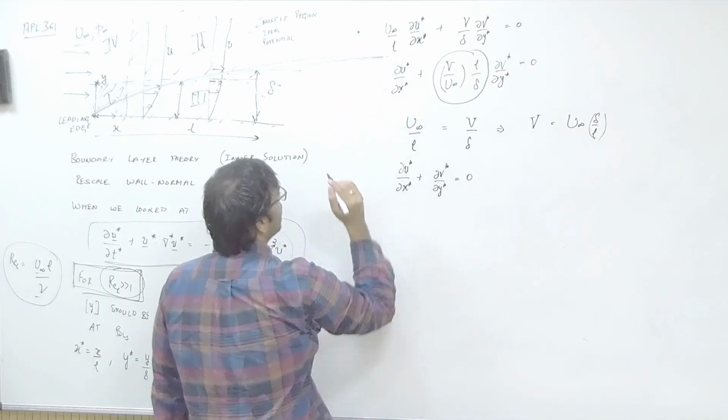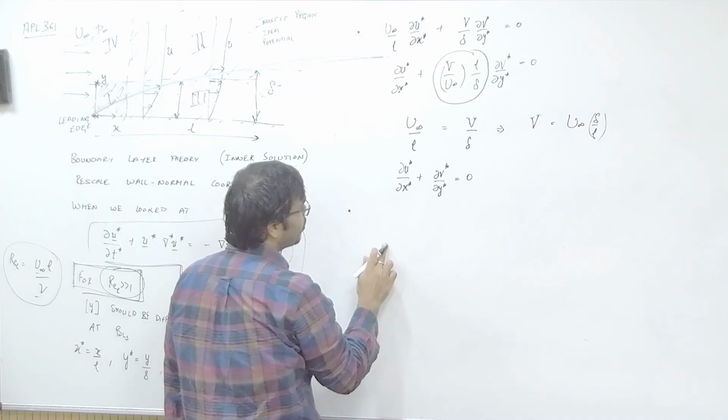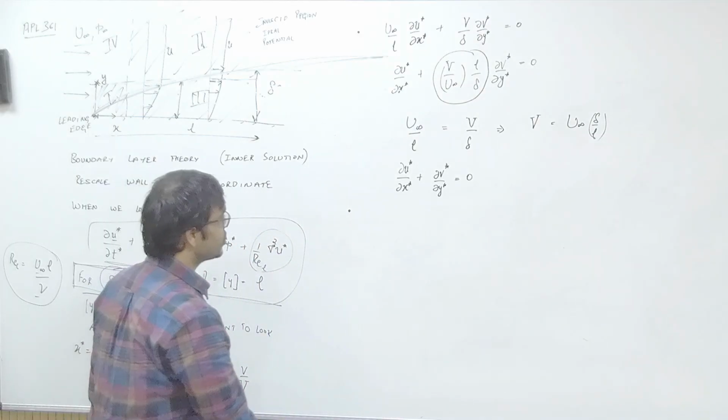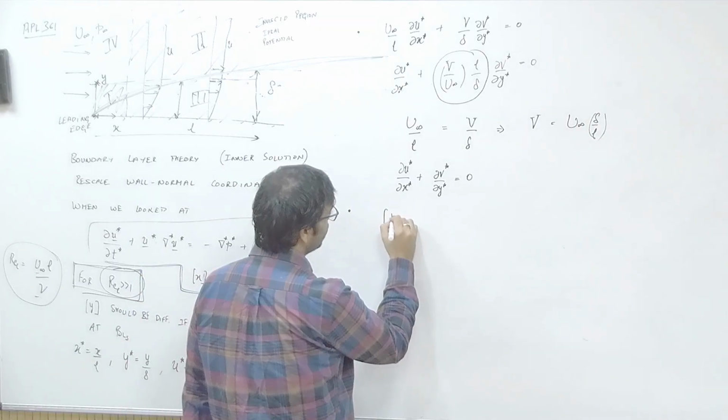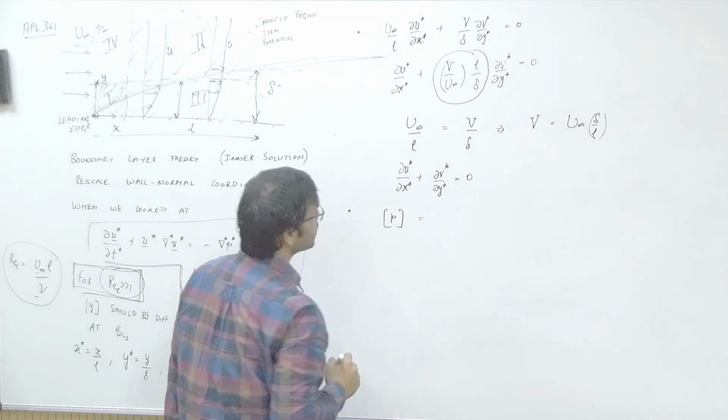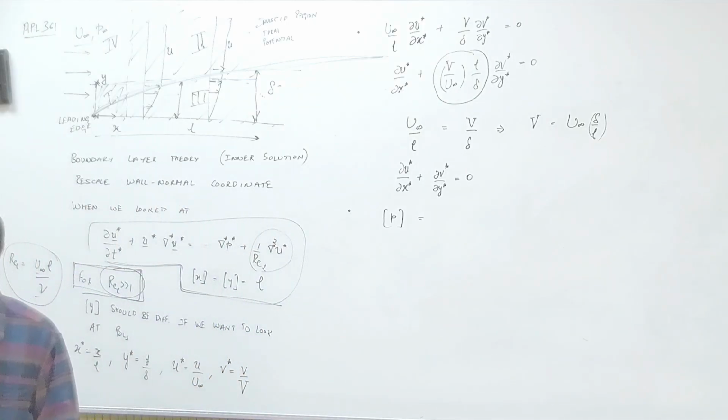Now let us look at our y momentum equation. Before we look at the y momentum equation, we have to choose a pressure scale, okay, because in your momentum equation you will have pressure scales. Now in lubrication theory we had a pressure scale which came from viscous stresses, okay.